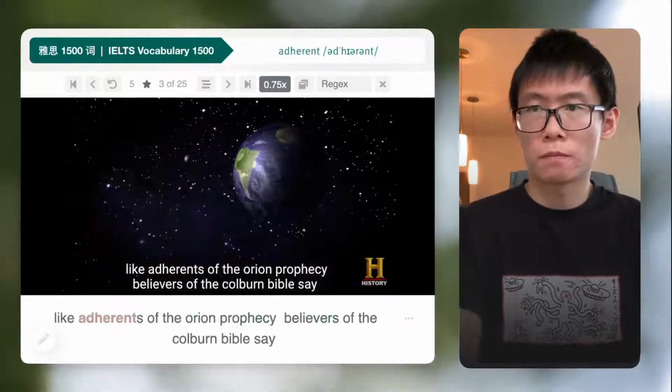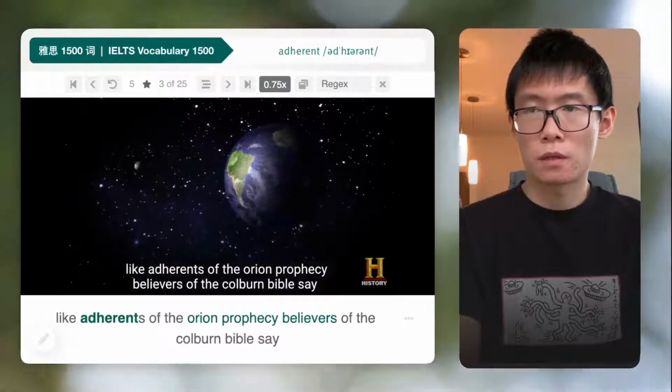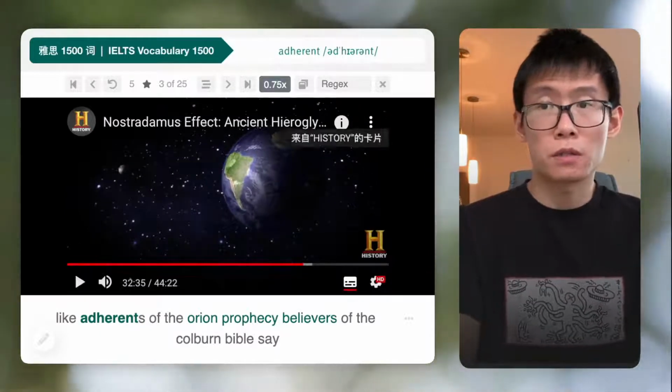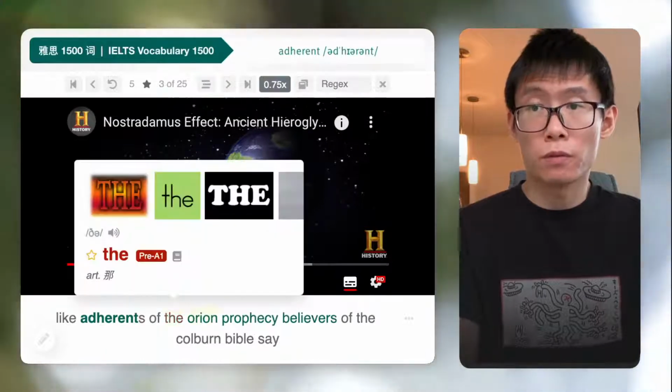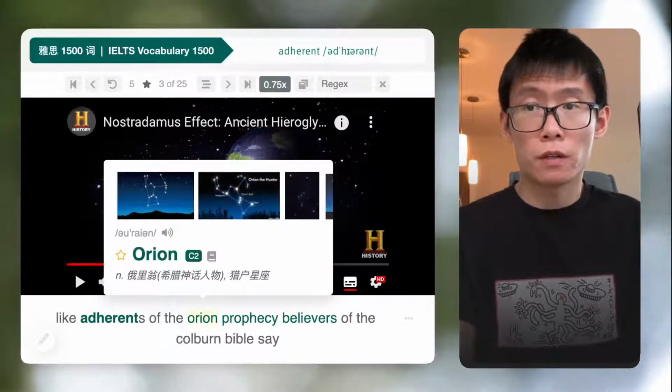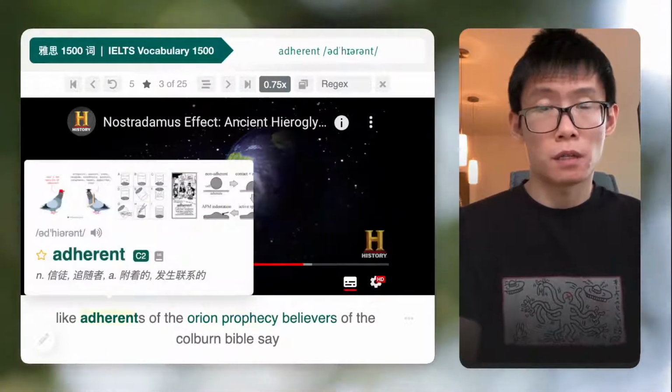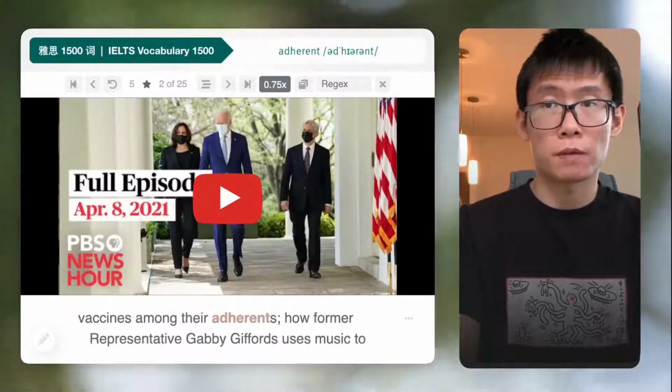Like adherents of the Orion prophecy. Like adherents to the Orion prophecy, right? So those people who follow or believe the Orion prophecy, that's adherents to the Orion prophecy.